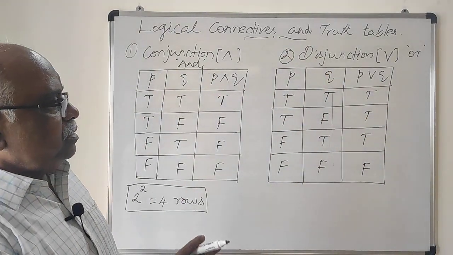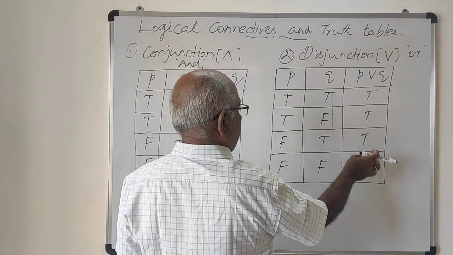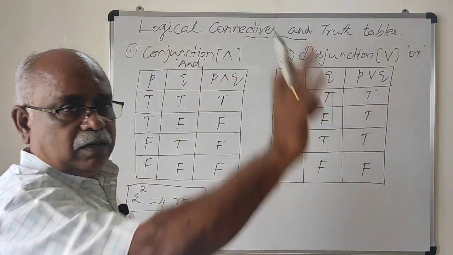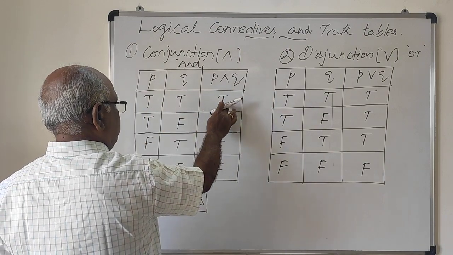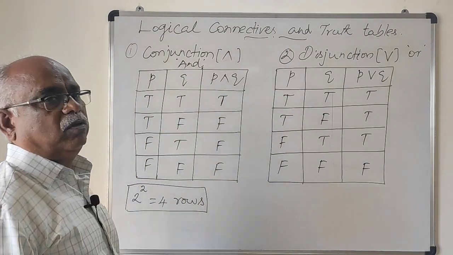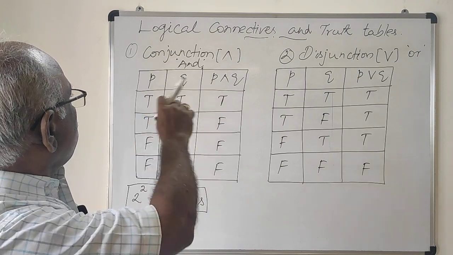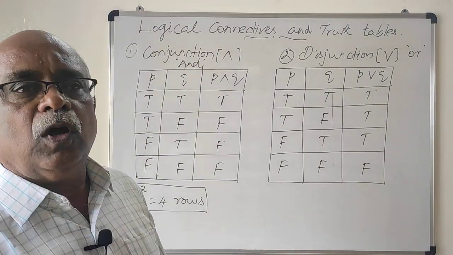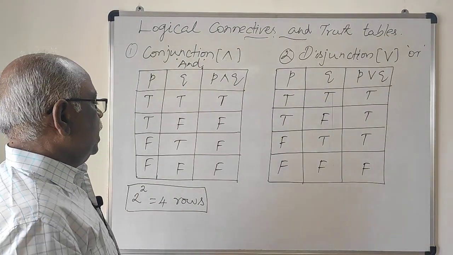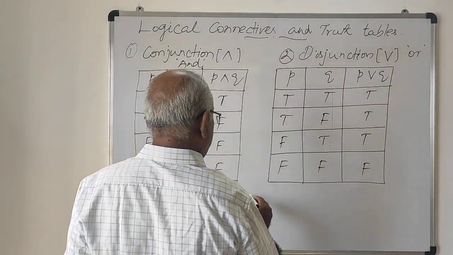So for disjunction, if both are false, the disjunction is false; the rest are true. For conjunction, if both are T, the truth value is T; the rest of the rows are false. These two tables are very, very important for solving the problems. And the next, third one, is NOT.